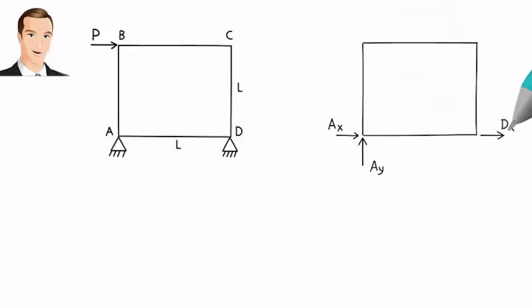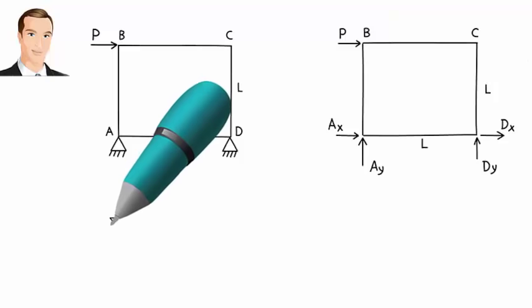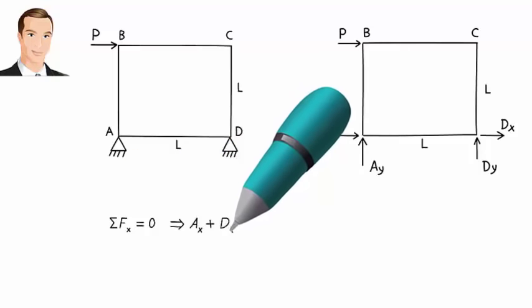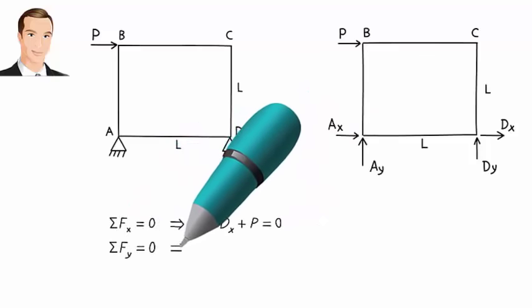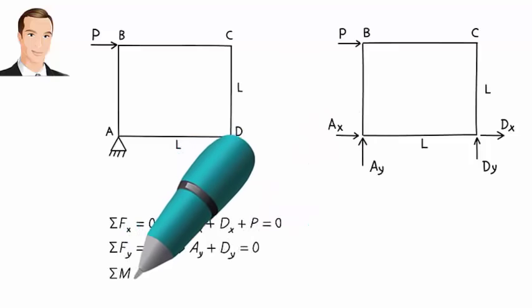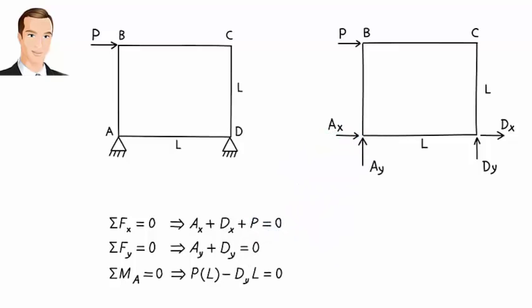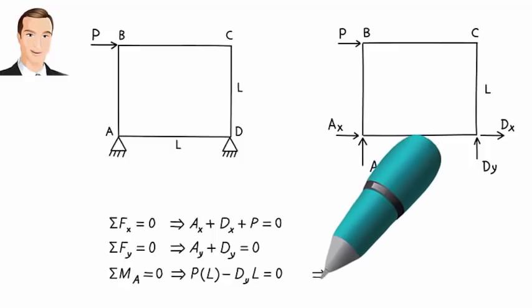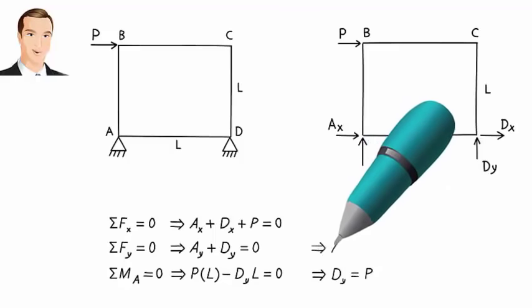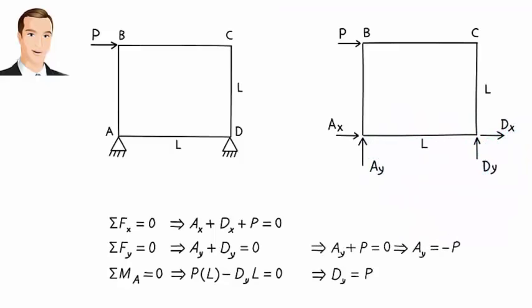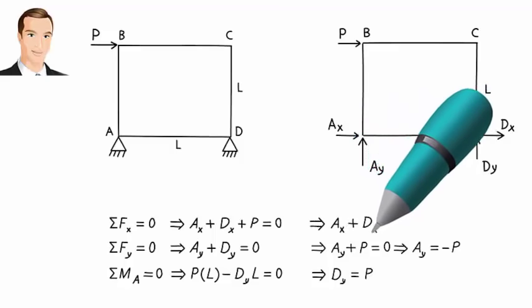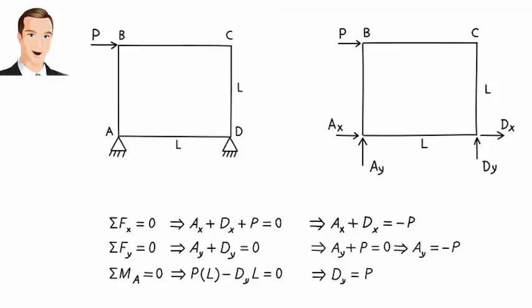Here is the free body diagram of the entire system, and here are the equilibrium equations. The system seems to be solvable, right? The third equation gives Dy equals P. Then from the second equation, we can determine Ay. Ay equals negative P. And although we cannot solve for Ax and Dx using the first equation, the equality holds. That is, we can easily find values for Ax and Dx that add up to negative P. So, are we to conclude that this truss is stable?